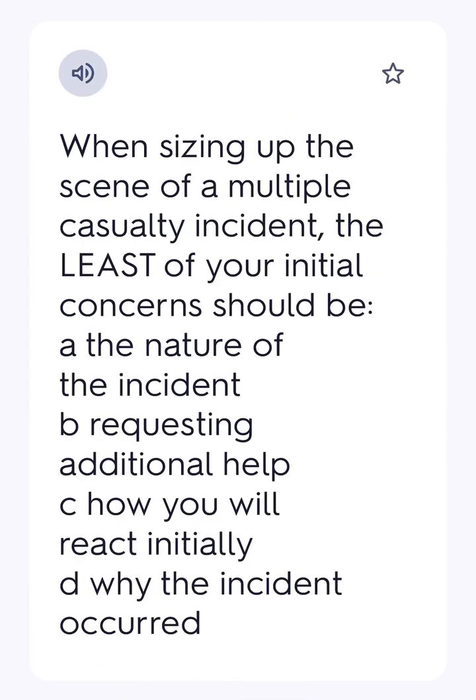When sizing up the scene of a multiple casualty incident, the least of your initial concerns should be: A. The nature of the incident. B. Requesting additional help. C. How you will react initially. D. Why the incident occurred.